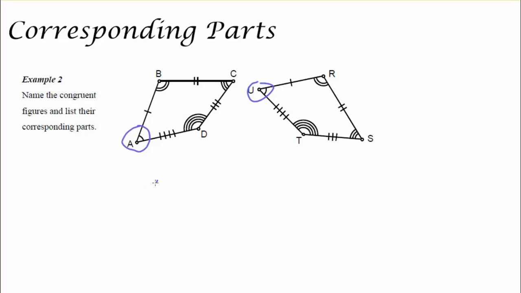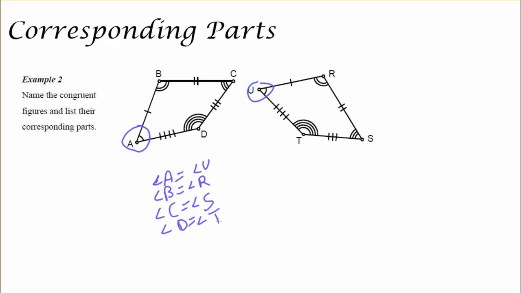So A has one arc, so it would match up with the other angle that has one arc on the other quadrilateral, U. So A is congruent to U. Then angle B would be congruent to angle R. Angle C with 3 arcs would be congruent to angle S with also 3 arcs. And lastly, angle D would be congruent to angle T.